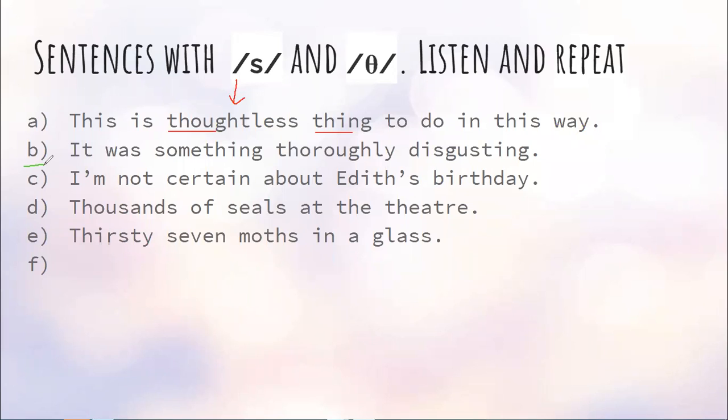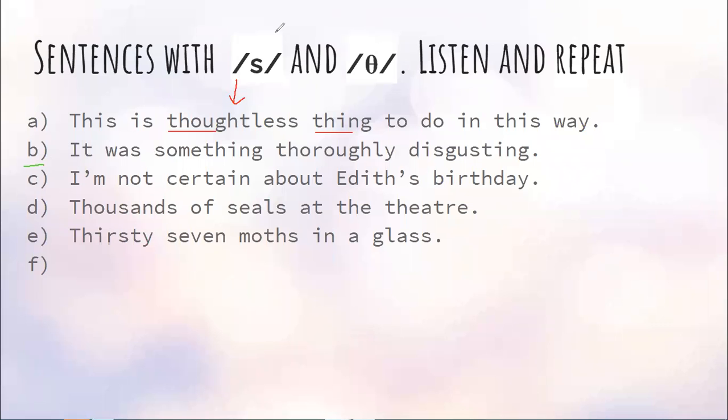Let's do B. Okay. B is thoroughly. Esa palabra, thoroughly. It was something thoroughly disgusting. Thoroughly, claro. Yes, thoroughly disgusting. Thoroughly means completely.